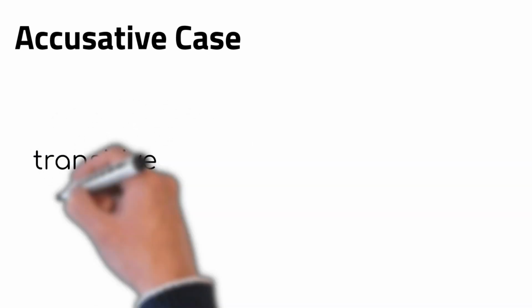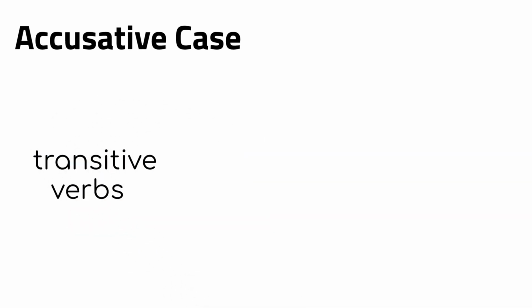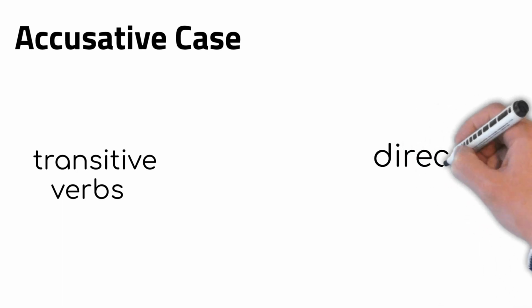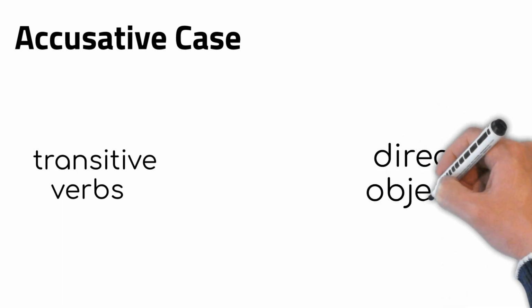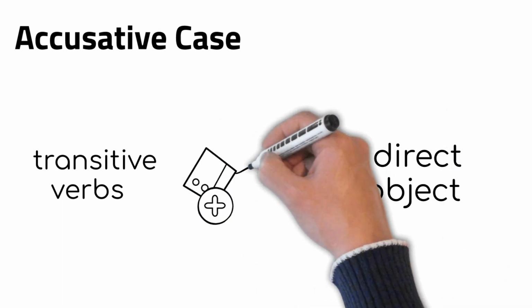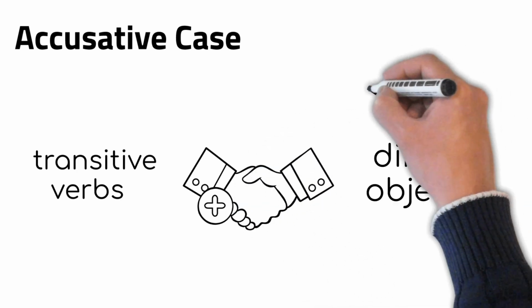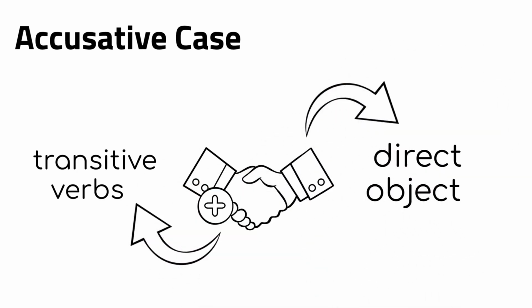The accusative case uses transitive verbs. These impact on a direct object in a sentence. We can conclude that they are hand in hand. Let's see how.